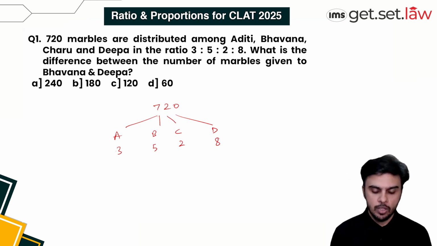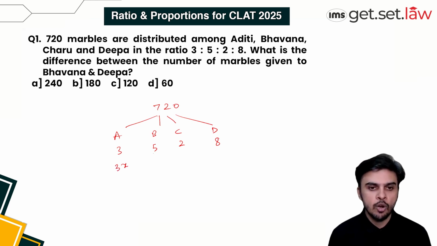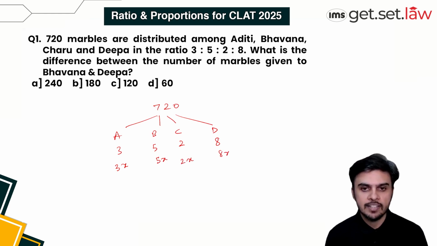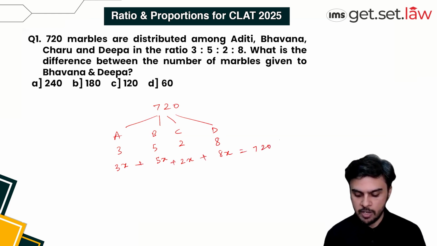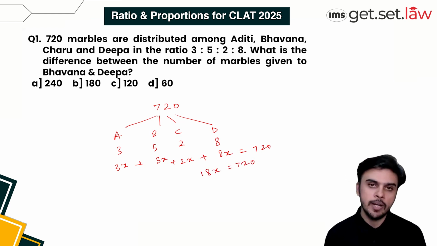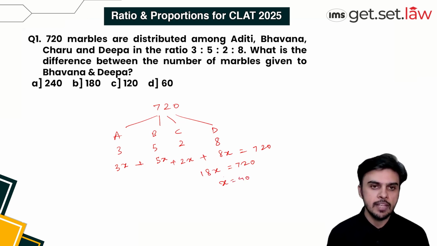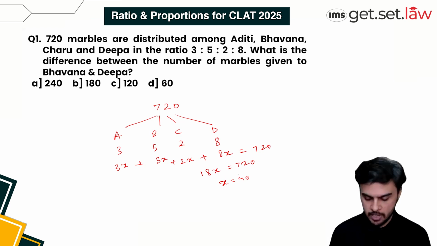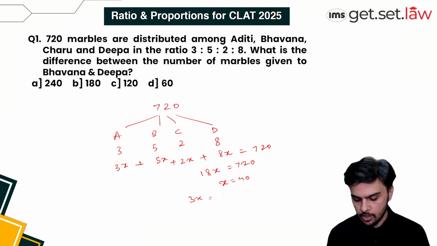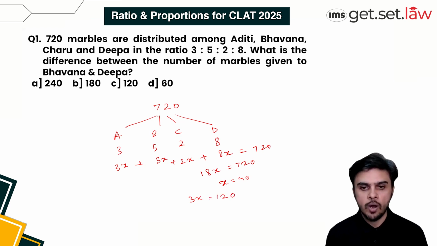3:5:2:8. So if this is the ratio of distribution, we can consider that number of marbles with A as 3x, number of marbles with B as 5x, C 2x, D 8x. So the total number of marbles is equal to 720. This total comes out to be 18x. 18x equal to 720. So x equal to 40. We want difference between D and B. So difference between D and B, 8x minus 5x is 3x. X is equal to 40. So 3x equal to 120. So the correct answer is 120.